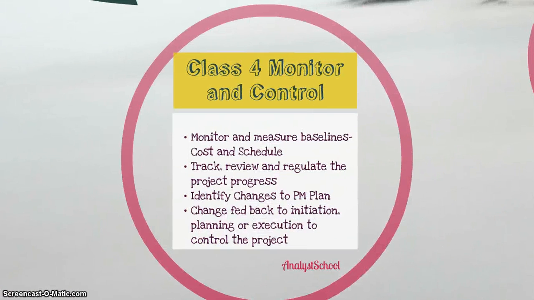The fourth class will focus on the monitor and control phase of the project. What does project controlling mean? As a project manager, you have to keep an eye on all the workings of the project. We have to know all the details related to the project. We have to watch the overall progress of the projects. So how are you monitoring? How are you baselining your cost, your schedule? So we have to create a cost and a schedule baseline. So we will learn what these terms mean. How do you track? How do you make sure you review? And then once you know something has fallen off the track, how do we regulate the project progress?